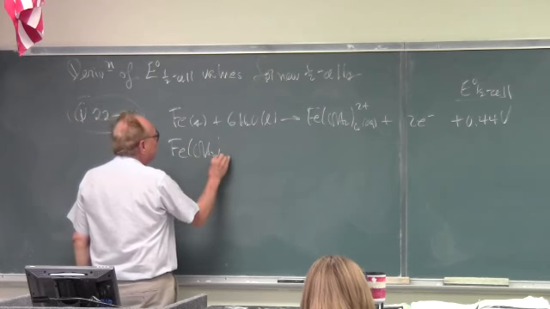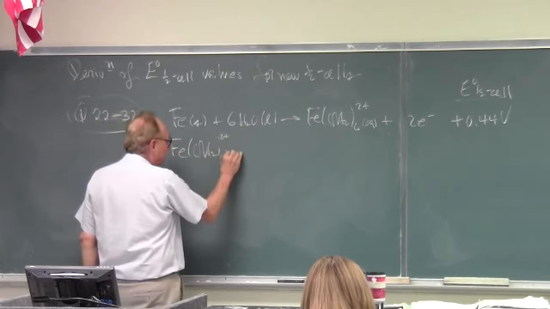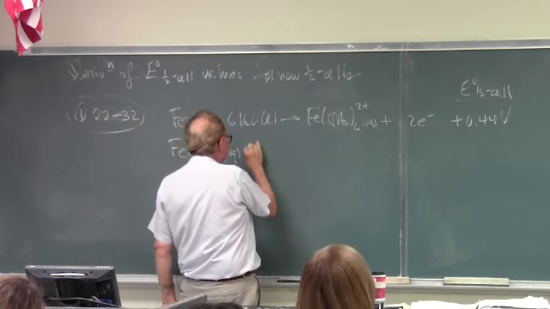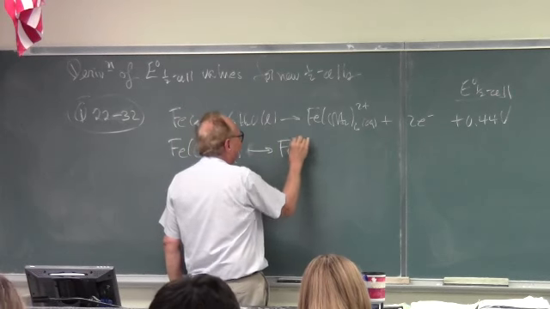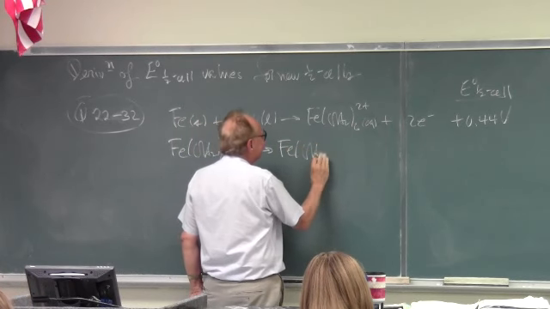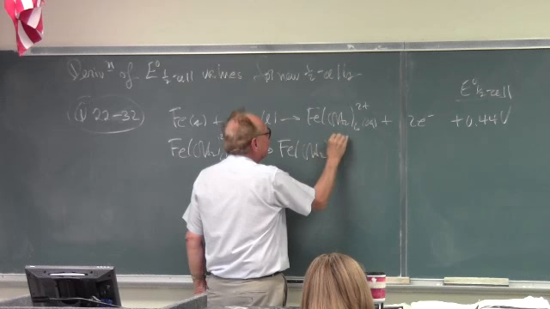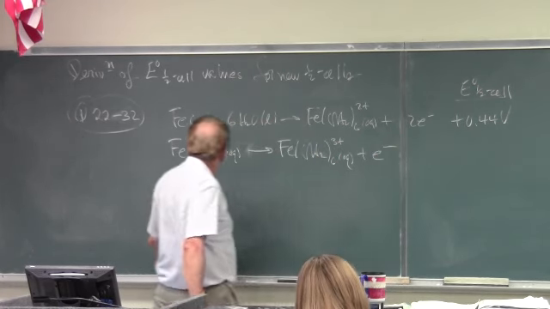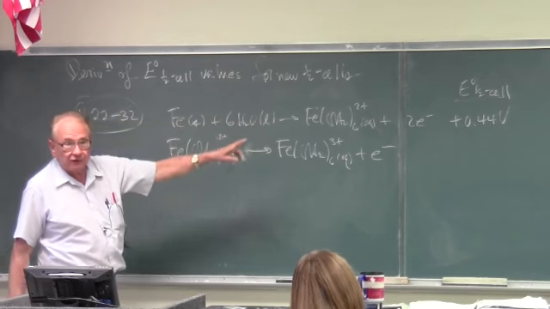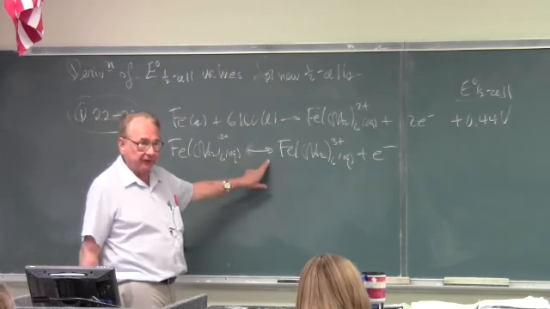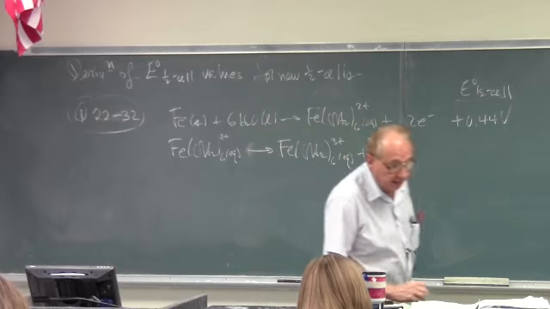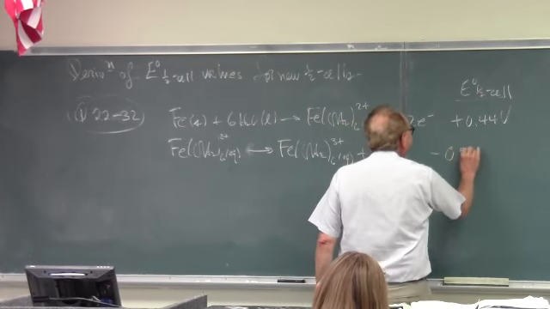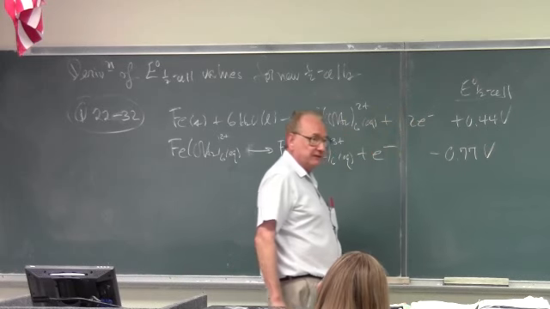Now we're going to look at another half cell. That's in table 2, where hydrated iron plus 2 is oxidized to hydrated iron plus 3. And that's minus 0.77 volts.